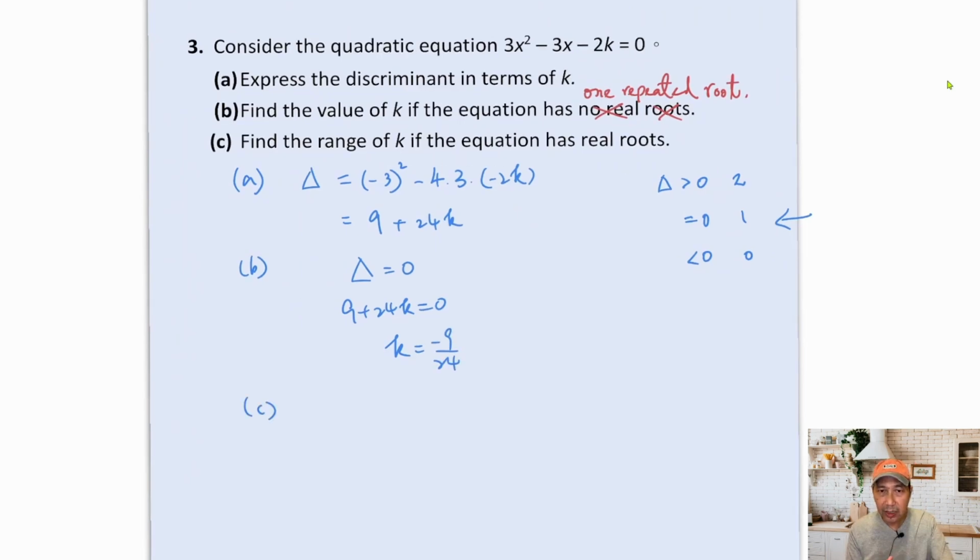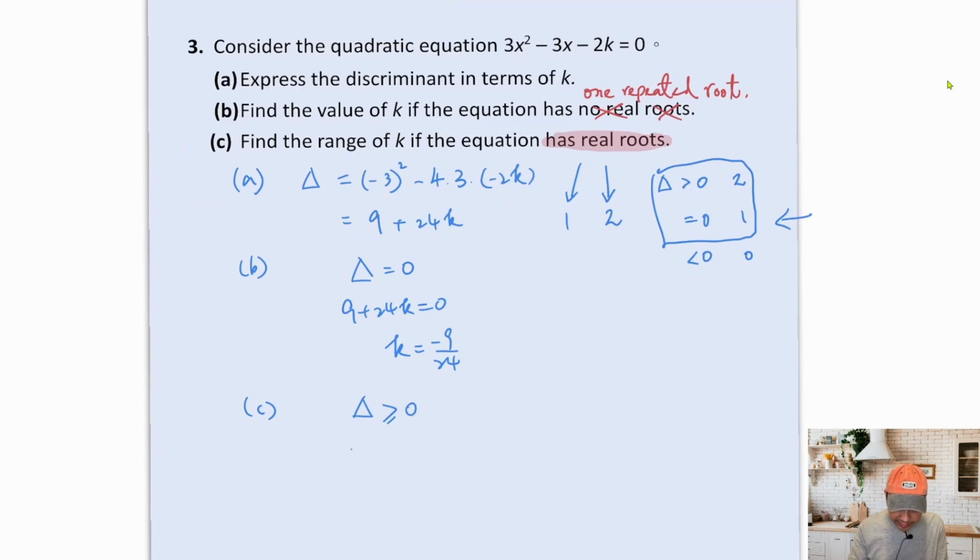Okay. Part C, find the range of k if the equation has real roots. The most important thing of this part is "has real roots." Has real roots refers to having one real root or two real roots. So combining these two cases, the discriminant should be bigger than or equal to 0.